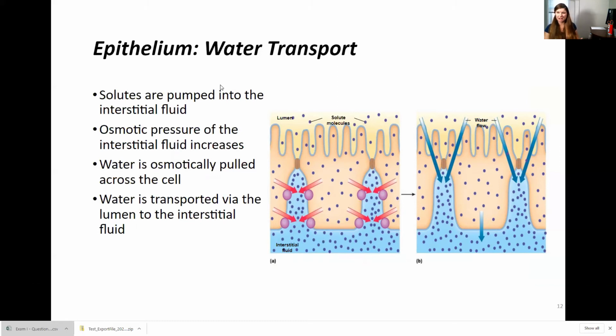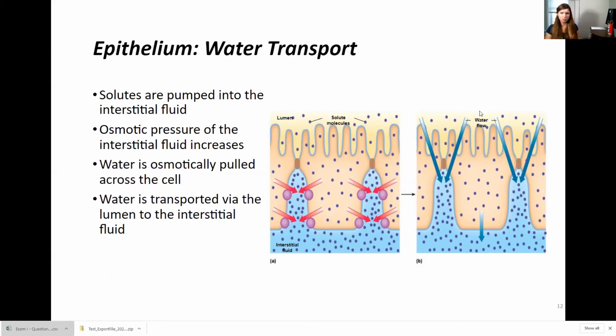So basically how water transport happens across epithelium is that first we're going to pump solutes into the interstitial fluid. So you can see here in red, we're pumping solutes into our interstitial fluid. And we're building up a high solute concentration here in these spaces between the cells. When we increase our solute concentration here between our cells, we're upping the osmolarity of these spaces, which means we're also upping the osmotic pressure. Okay. So we're upping the osmotic pressure, which is going to cause a pull on water.